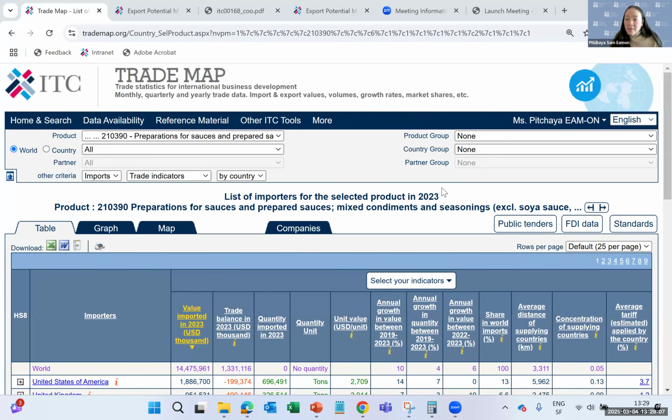So the website address will be in the PowerPoint presentation. I can show you the slide one more time. So what we saw here was Trade Map. So it's trademap.org. Very easy. Market Access Map has a nickname and it's called macmap.org. Then Export Potential Map, exportpotential.intracen.org. So these are the 3 tools. Okay.